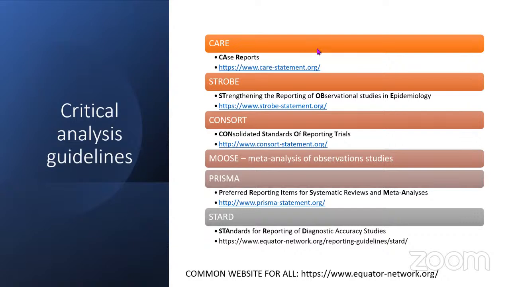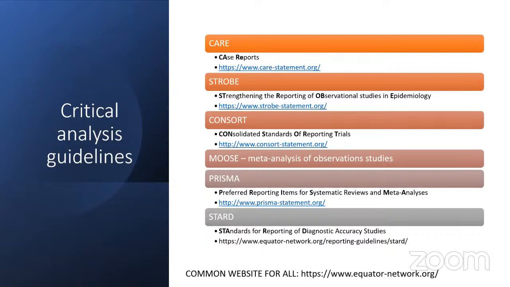So there are the STROBE guidelines for observational studies, which are the cohort and the case control. Then there is CONSORT, and this is mainly for the randomized control trials. And there is meta-analysis of observational studies, which is by the MOOSE guideline. The PRISMA guidelines look at meta-analysis and systematic review, particularly of randomized control trials. And the diagnostic studies are a separate entity, and they go by the STARD guidelines.